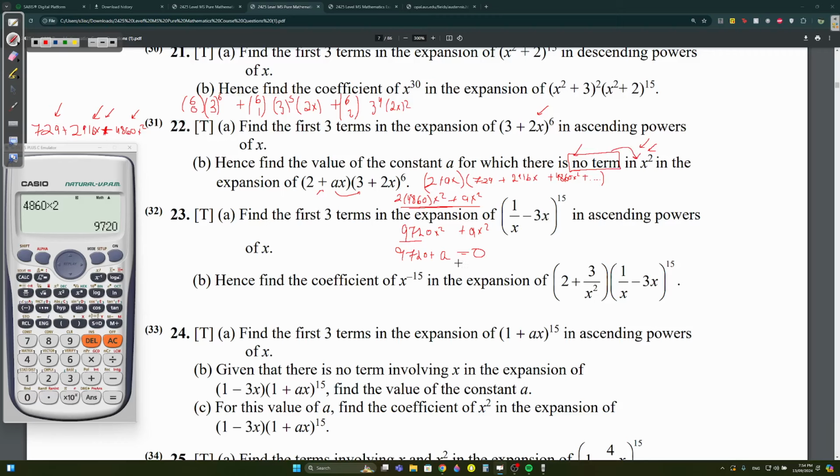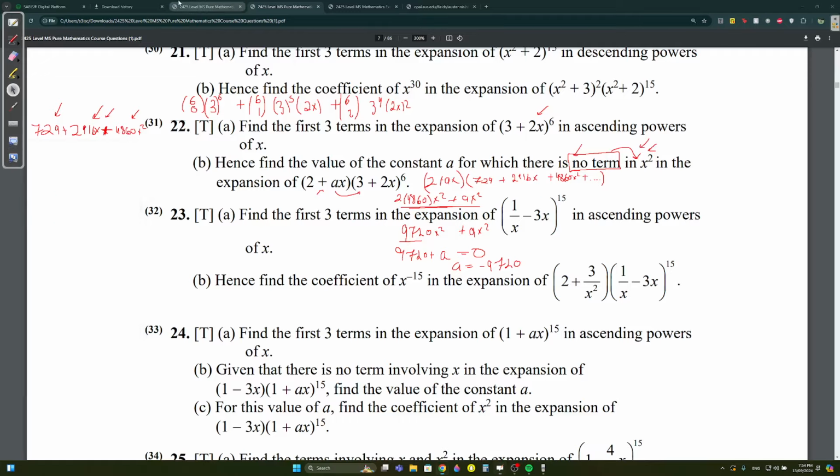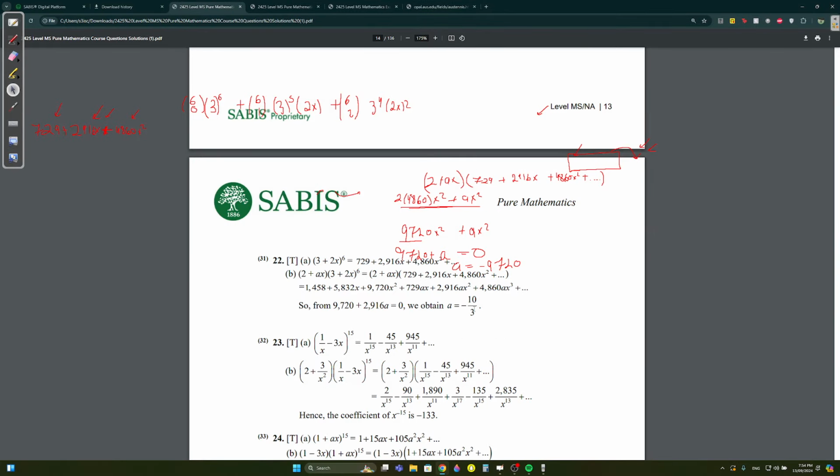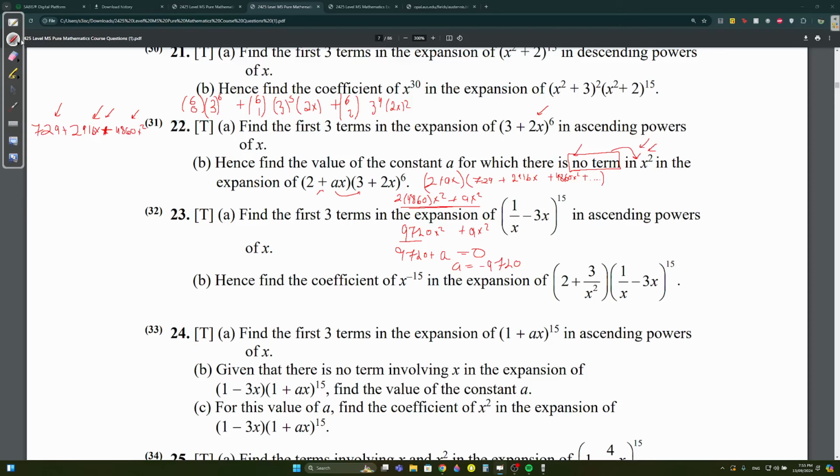How do you find what a is? It should just be negative 9720. I don't know why, but I feel like I did something wrong. Yes, I did do something wrong. Over here, when you multiply ax times 2916x, it should be 2916 ax squared. I don't know why I forgot about the 2916.